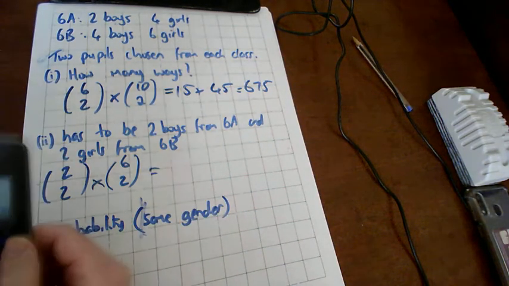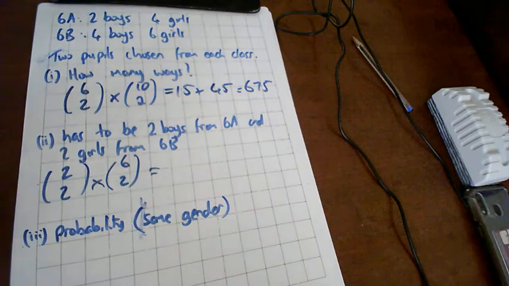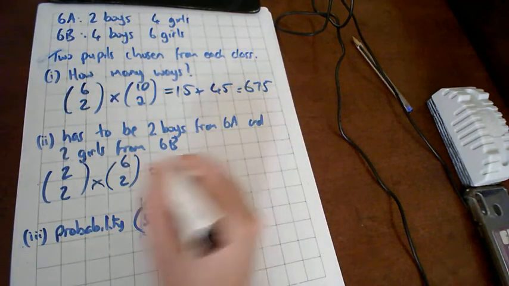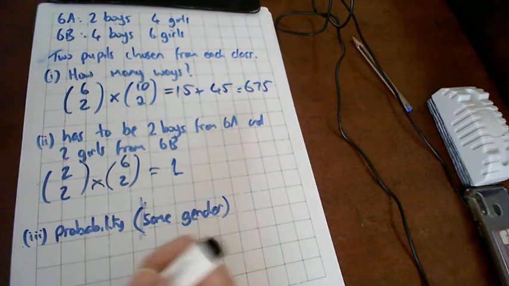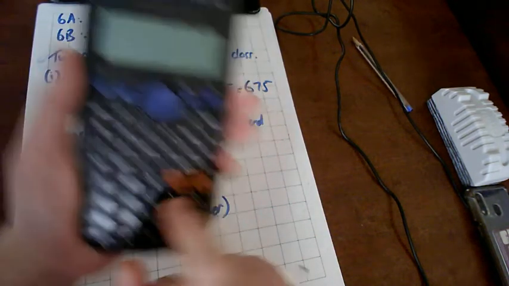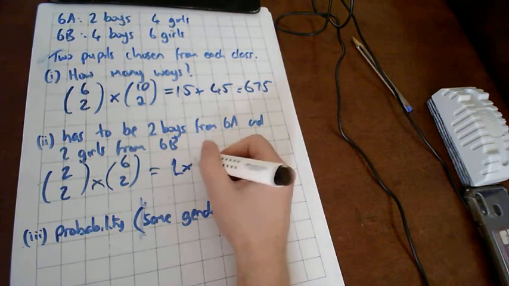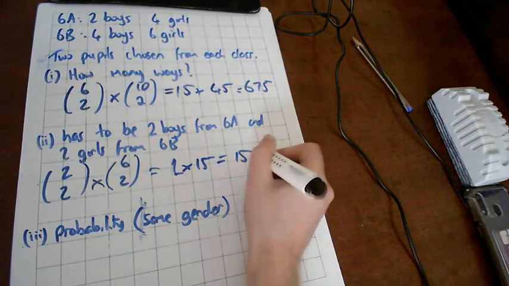So there's more limitations on us here. If you see, 2 shift C2 will be 1. And we know that because if you have 2 boys in a class and you're taking both of them, there's only one way of doing that. There's no other combinations you can do. And then 6 shift C2 is 15. So there's 15 ways.